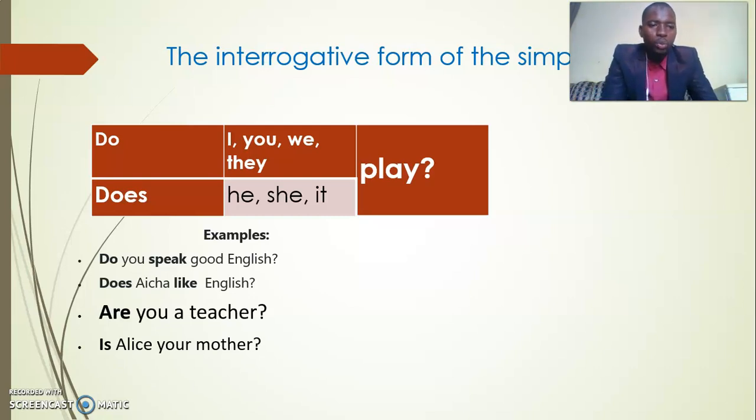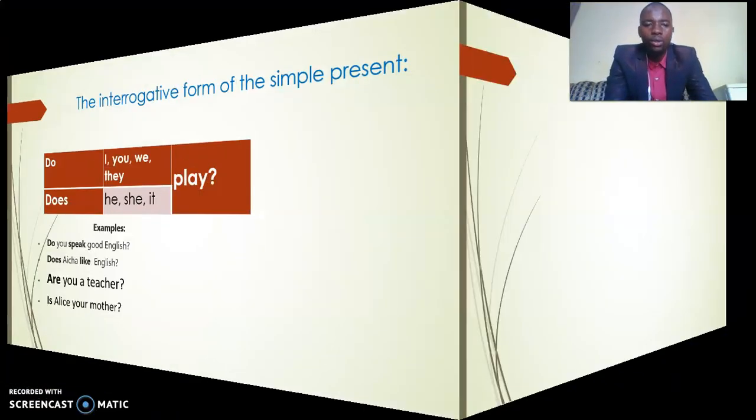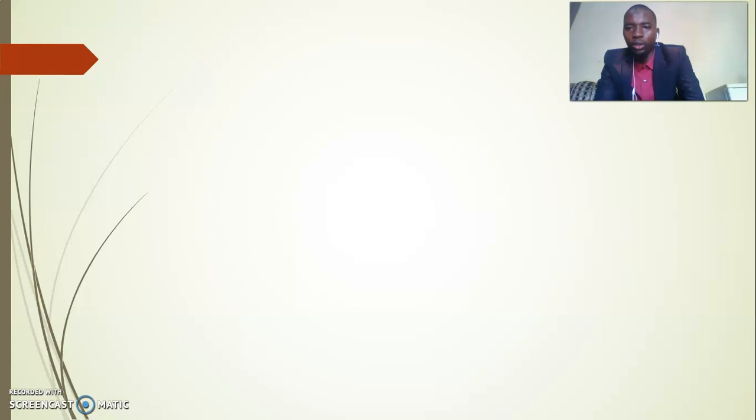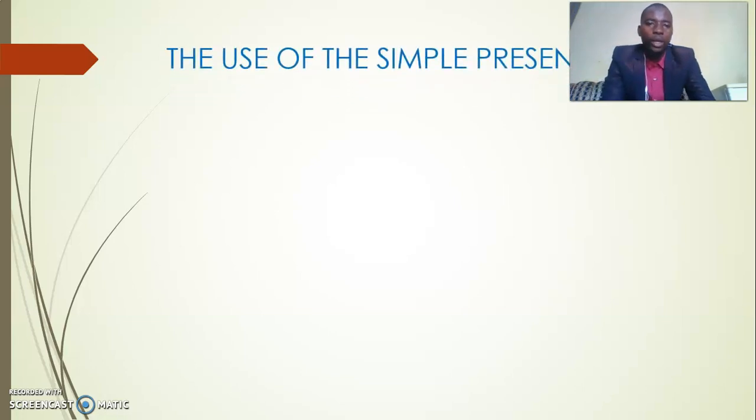Do you speak good English? Does Aisha like English? Are you a teacher? Is Alice your mother? So these are some examples of sentences in the interrogative form. And from there we have the use of the simple present tense.